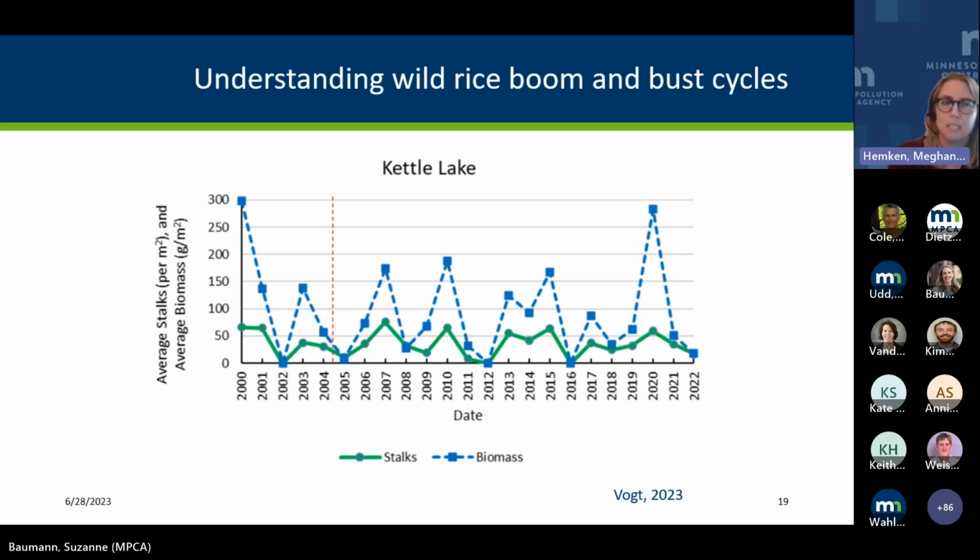So tracking these cycles to better understand the productivity of wild rice in the water body, demonstrating that they are not trending in a negative direction, are critical components to showing that the wild rice population is being supported in the specific water body.